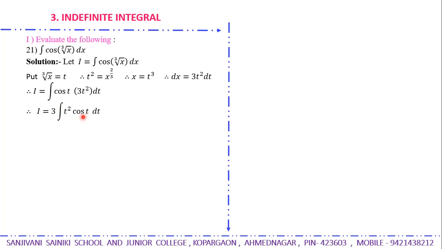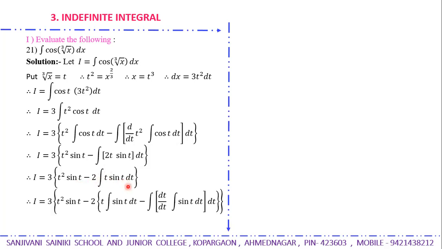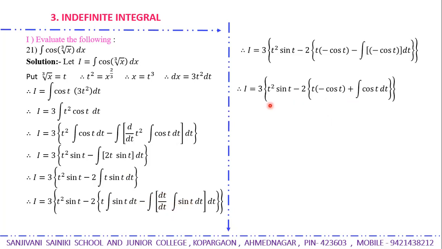It is in LIATE form. So keep the first function as it is, integration of the second minus integration of derivative of the first into integration of the second one. So integration of cos t is sin t and the derivative of t square is 2t. So in the next step we have to find the integral of t sin t dt. So again using LIATE, the first function as it is, integration of the second minus integration of derivative of the first function into integration of the second function.